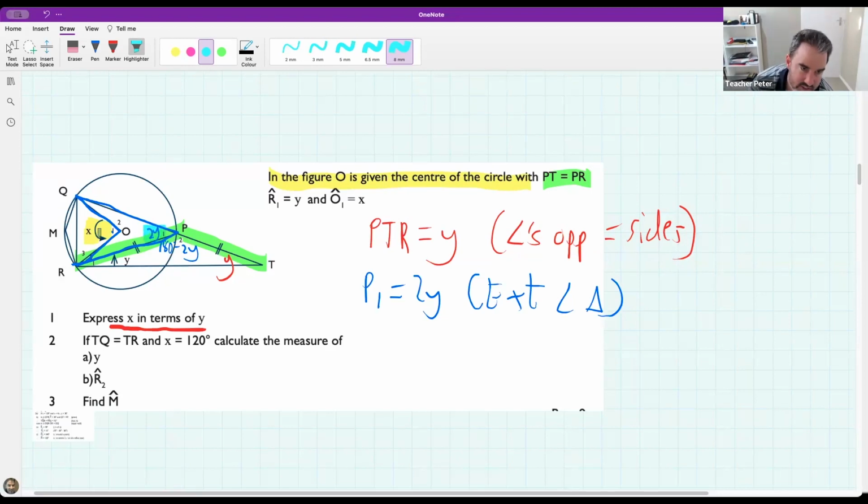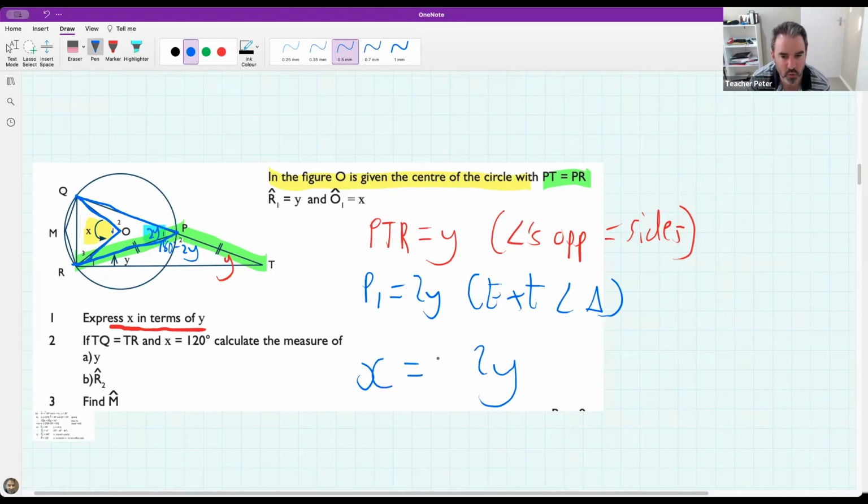Okay, the angle at the center is twice the angle at the circumference. So x is the big one, 2y is the small one. If we want to make them equal, I will have to double the small one. So then x will be equal to 4y.